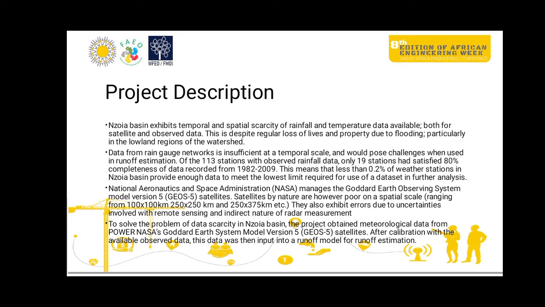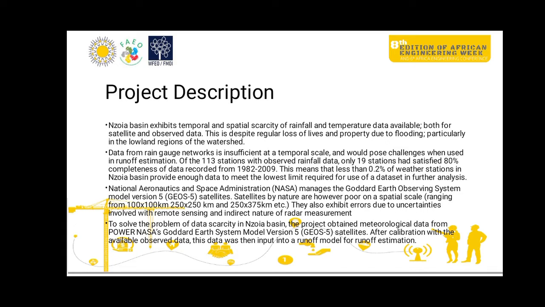On the other hand, we have the GEOS-5 satellite by NASA, specifically obtained from the POWER data outsource. However, now we can see that it is poor on spatial scales. It ranges from 100 by 100 kilometers to 50 by 50 kilometers and to 50 by 375 kilometers. And there are also uncertainties involved with remote sensing, the indirect nature of radar measurements, and attenuations and backscatters due to satellites.